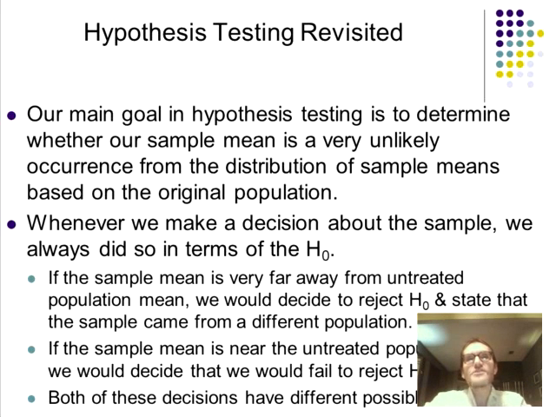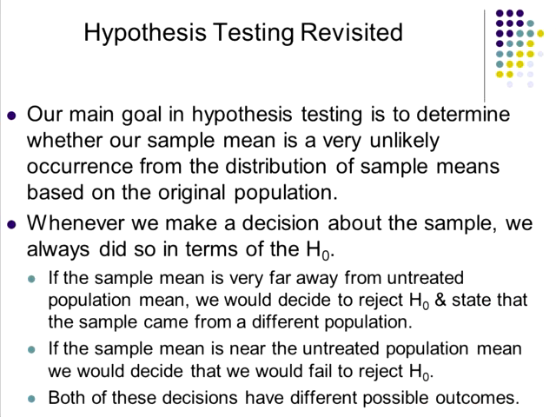So our main goal in hypothesis testing is to determine whether our sample mean is a very likely occurrence from the distribution. It sounds weird, but in other words, going back to the example I just had, the original population is time to fall asleep without a drug. We already know the mu of that was 20 and the standard deviation was 4. And we believe, because we rejected the null, that there is a separate distribution of times to fall asleep with the drug. So whenever we make a decision about the sample, we always do so in terms of the null. Remember, reject the null or fail to reject the null. And so remember the deal.